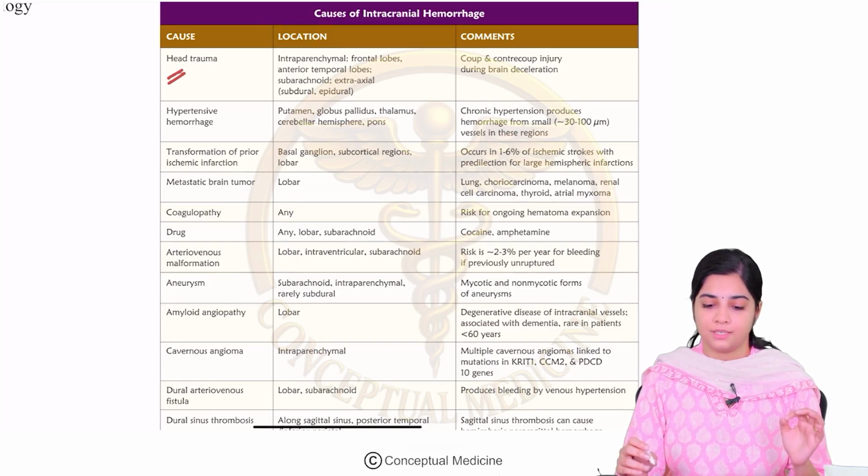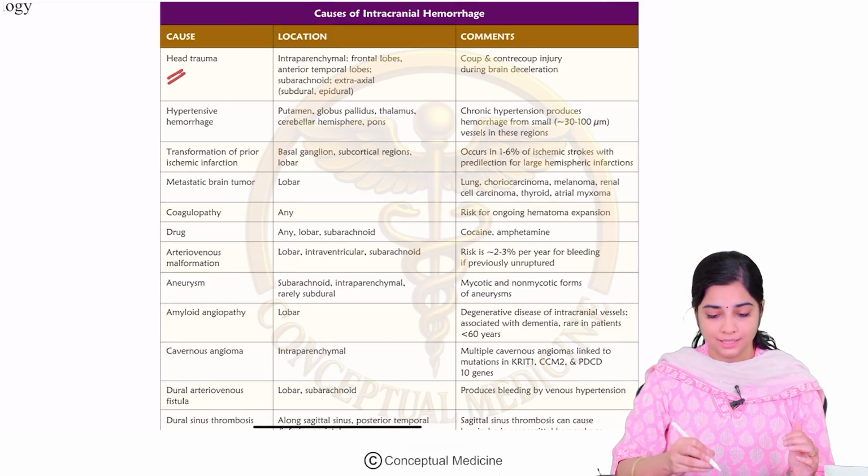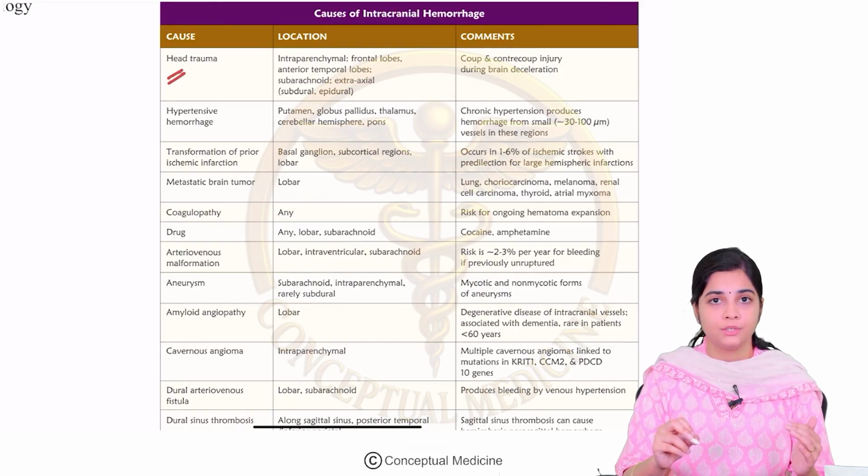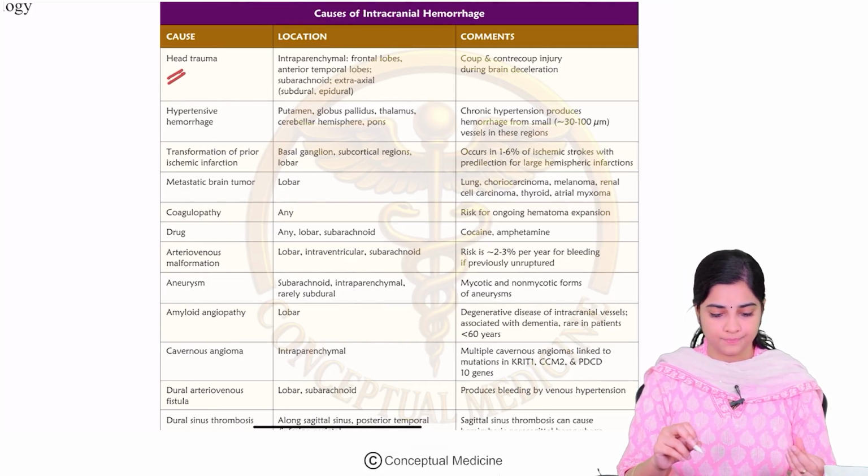Hemorrhage in a head trauma can happen into the parenchyma, which is an intraparenchymal hemorrhage. You can have lobar hemorrhages, you can have subarachnoid hemorrhages, extradural or epidural hemorrhages, subdural hemorrhages. All these kinds of hemorrhages can be there, which can result in a hemorrhagic stroke.